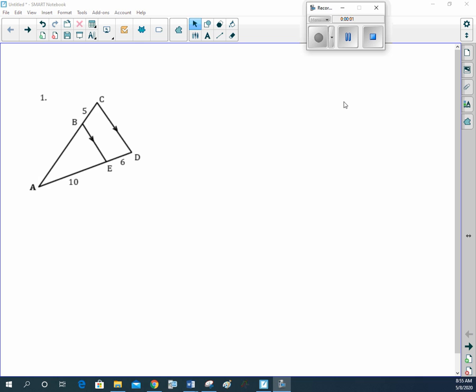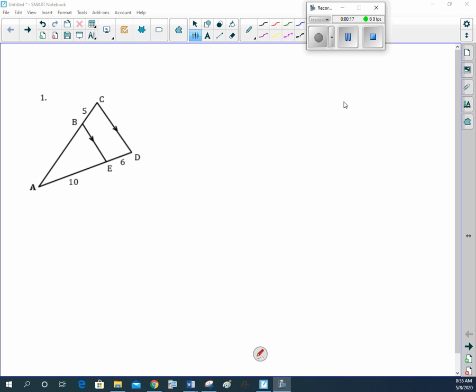Okay, I'm just going to randomly do a few questions from your homework. Hopefully this will help you figure out how to set the proportions up. When you're doing proportions, it's all about creating a pattern, and you just have to keep the same pattern. So what do I mean by that?